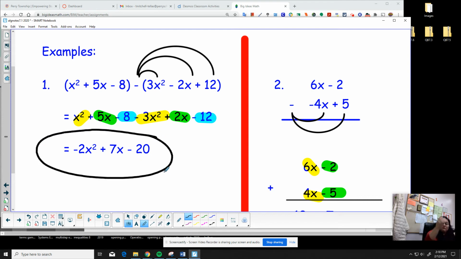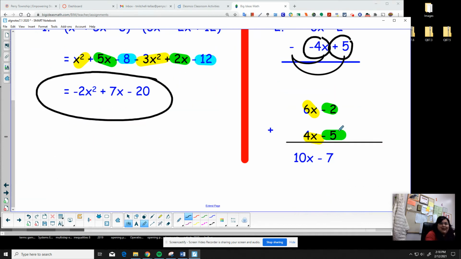Okay, you can also do this vertically. The book shows it both ways. So notice how the top grouping symbol, or what should be in a grouping symbol, is just listed, and then we're minusing the other one. So we're going to change the signs on this one and this one, and it makes it look like that. Now we're just adding vertically. So that's 10x and that's negative 7. And again, it's in standard form because the x comes before the constant.